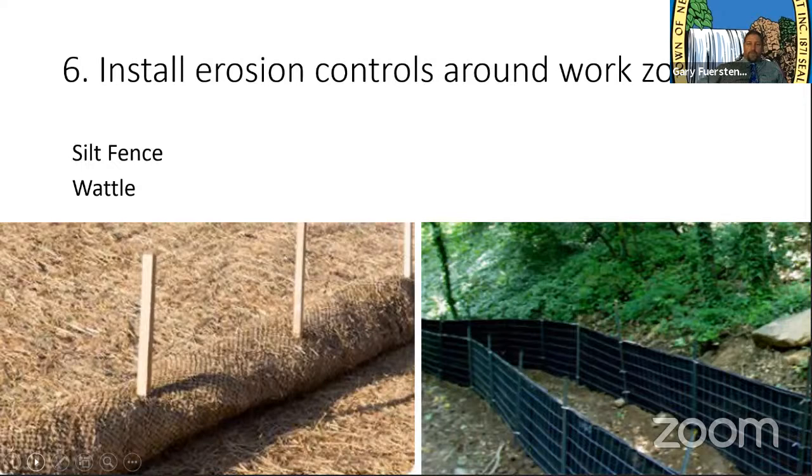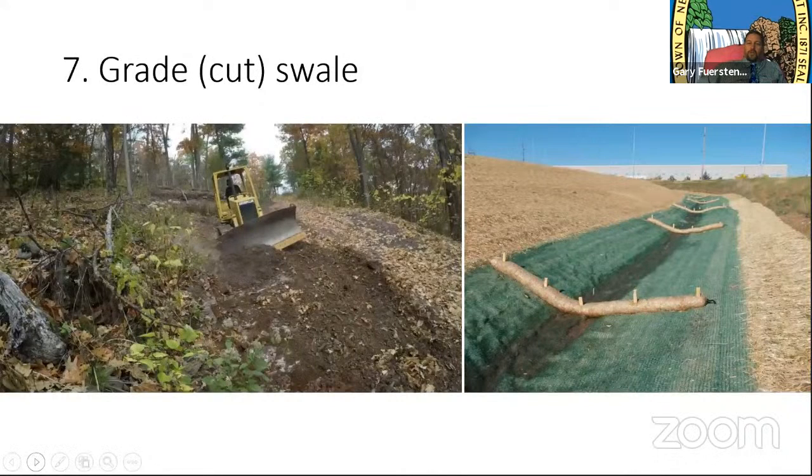On the left is what we call wattles. On the right is silt fence. You probably wouldn't see 2 rows of silt fence like this. That would be excessive or overkill for our project, but in some cases 2 rows are needed. So this is wattles and silt fence we're seeing here that would be installed around the work zone.